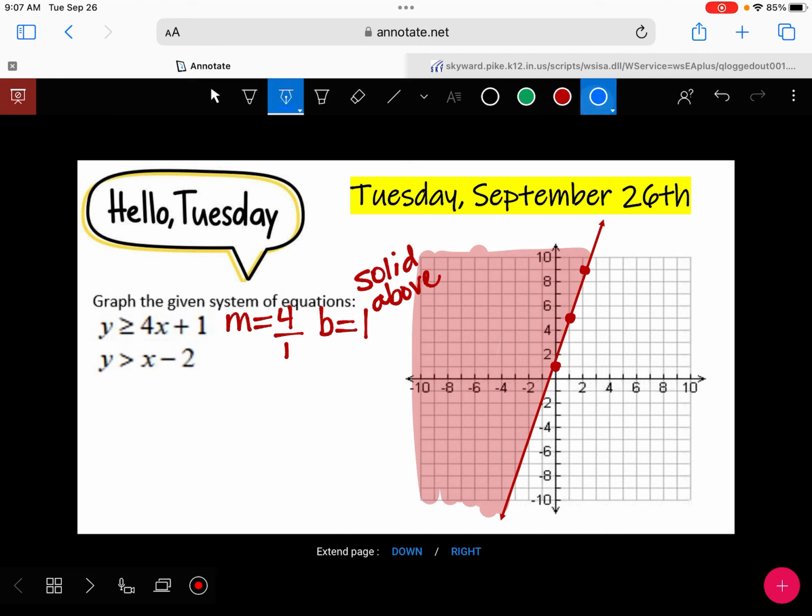For our second one, our slope is 1/1 because there's an invisible 1, so we're going to write that as a fraction. Our y-intercept is -2. This boundary line, is it solid or dashed? This one is dashed, good. And where am I going to shade? Above again. So go ahead, take a minute and do that. Pick up your second crayon.